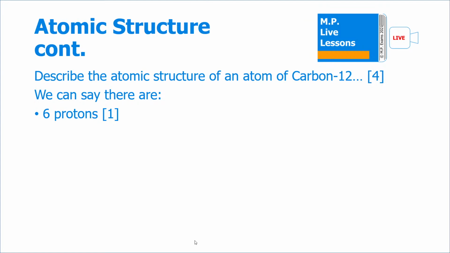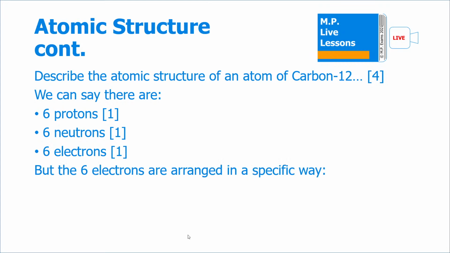Now the mass number tells us the number of protons and neutrons. We ignore the number of electrons because they have no mass. Therefore, there are 6 neutrons. Since we know the overall charge of an atom is 0, we must have the same number of protons and electrons because their charges are opposite and cancel each other out. So therefore there's 6 electrons.